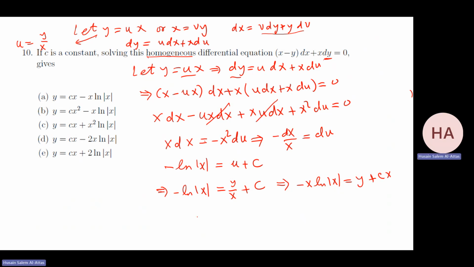So I have y equals minus ln absolute value of x minus cx. Minus cx or plus cx will not make a difference, because I can call minus c another c. Call minus c, C1. So this is minus ln absolute value of x plus C1x, which I call C. So this is my answer.